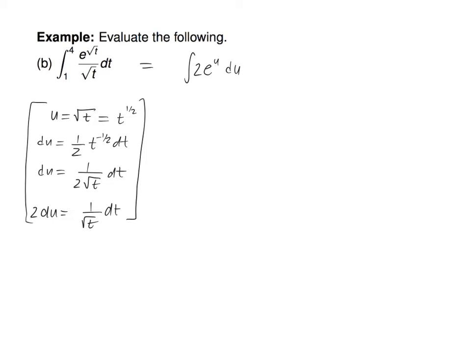Okay, so if t is equal to 1, u is equal to root 1 or 1. If t is equal to 4, then u is equal to 2. Do we have to technically do a positive, negative thing? No, because there's no plus minus in front of the square root sign. Okay. So 2 e to the u evaluated from 1 to 2, because the antiderivative of 2 e to the u is 2 e to the u.